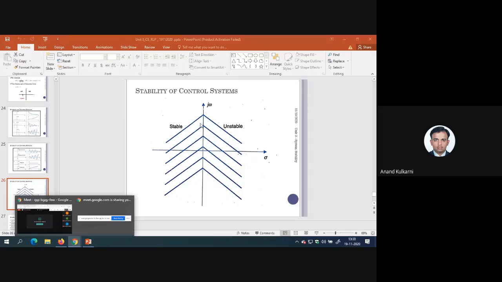If the roots are falling on the left hand side, the system is stable. If roots are falling on the right hand side, the system is unstable. If they are falling on the j omega axis, and if they are non-repeated at the same spot, there should not be more than one, then the system is limitedly stable. Practically, limitedly stable is also categorized as an unstable system only. But with further analysis you can find out whether it is limitedly stable or unstable.